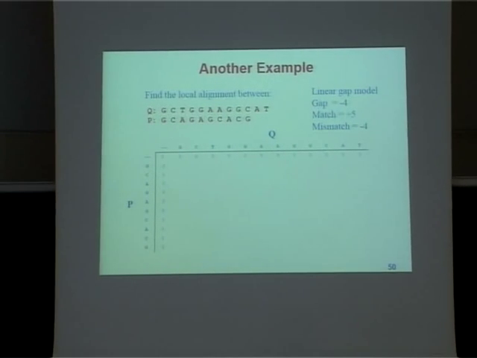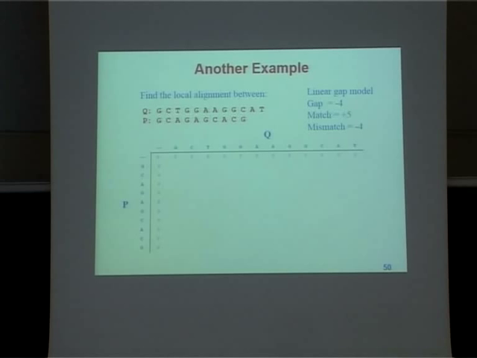There's another example I leave as an exercise for you. Here are two DNA sequences of similar length, and we have a match score of 4, a mismatch score of -4, and a gap penalty of -4. So the gap penalty and mismatch score are the same here.